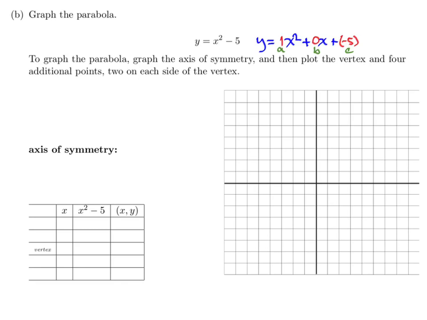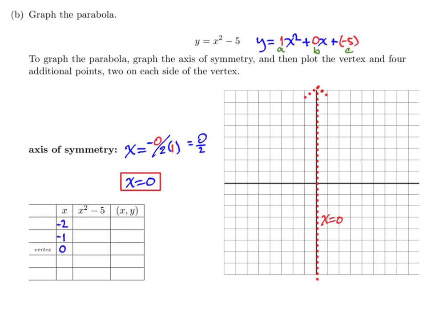So let's get the equation of the axis of symmetry. It's going to be x equals negative 0 over 2 times positive 1. That's negative b over 2a. And that's, again, x equals 0. That's the equation of the axis of symmetry. So it's that vertical line, x equals 0. And that also tells us that the x-coordinate of the vertex has to be 0. So when we fill in the table, we know the x-coordinate of the vertex is 0.